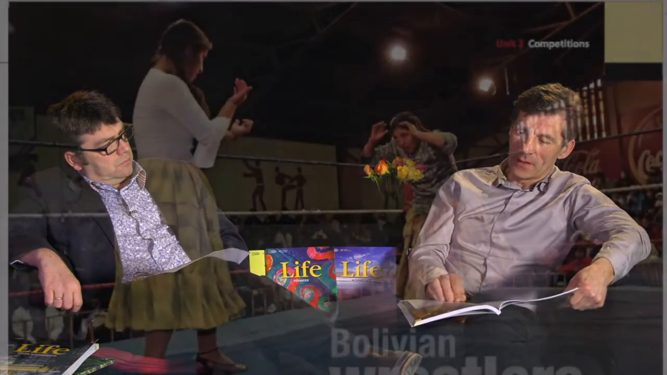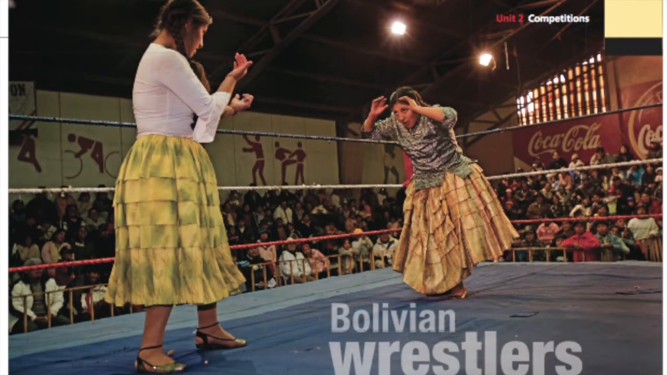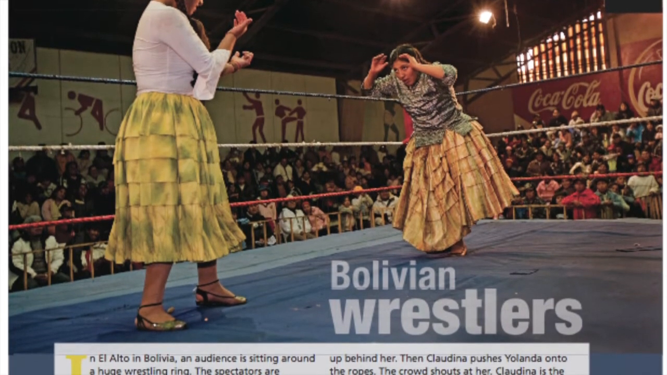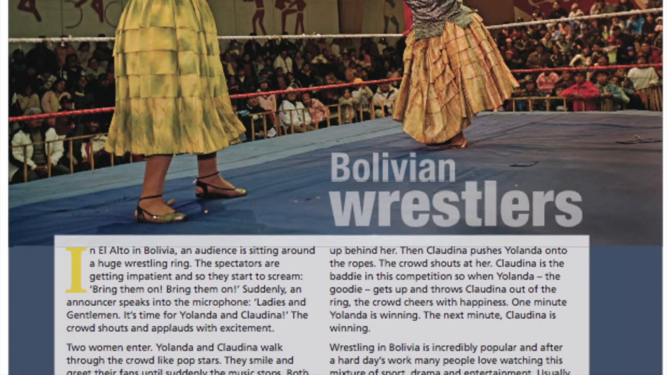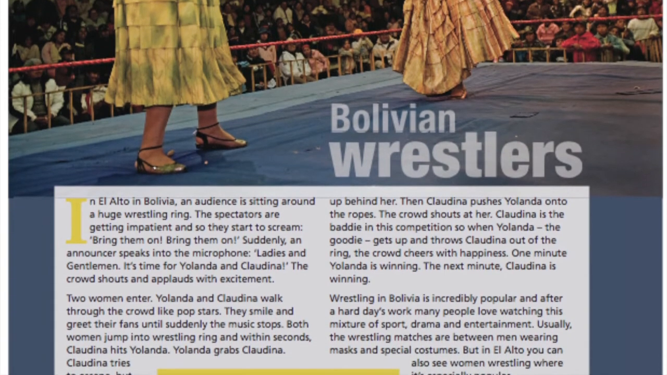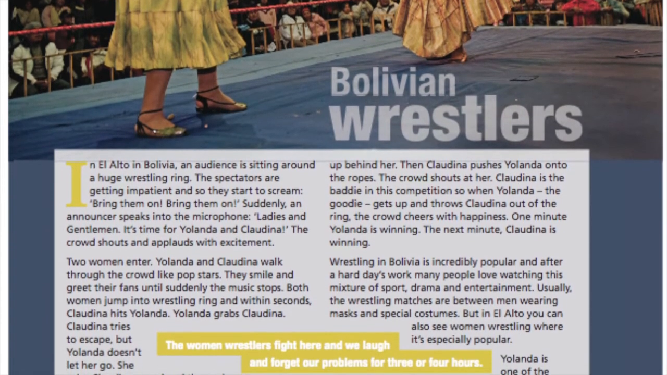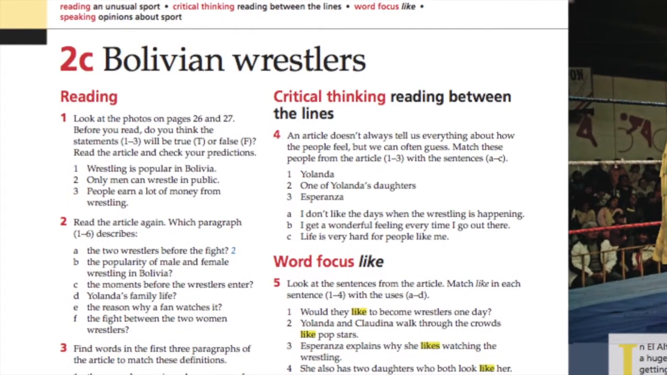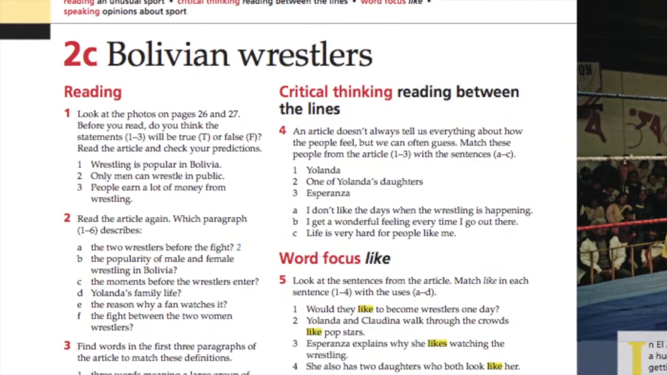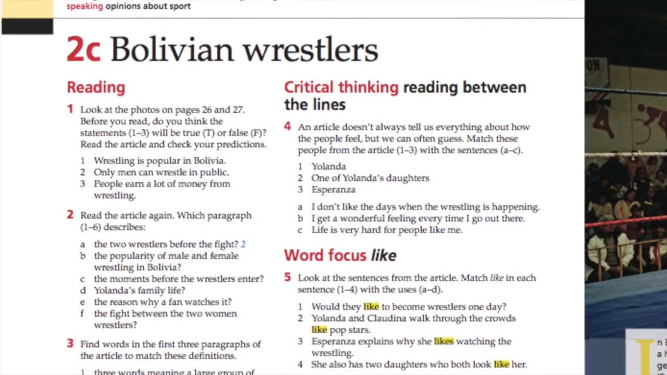If we just have a look at one from the pre-intermediate version. It's this wonderful article about women wrestlers in Bolivia. And the critical thinking exercise is inference. And at a higher level, you might simply ask a straightforward question and ask the students, what do you think the writer is implying by this? At this level, of course, you have to give more support.